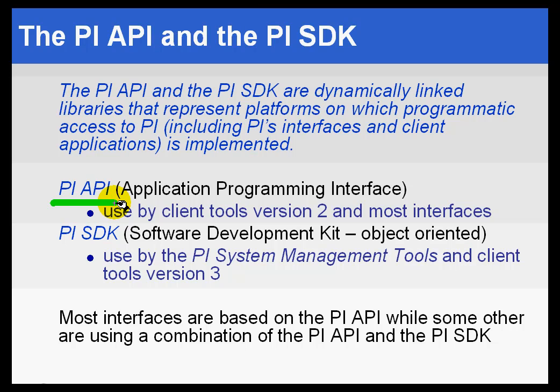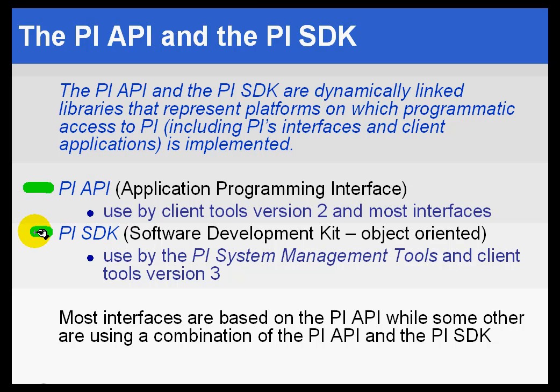Now, some of the older stuff uses the Pi API. API stands for Application Programming Interface. The SDK stands for the Software Development Kit. It's a much more recent version, and I guess a good way to differentiate the two, the API is more kind of a C-style function library. Remember, this is a low-level set of programming tools. So we built some of the older clients like Processbook 2.0, etc. and most of our current interfaces using this application programming interface, this C-style function library.